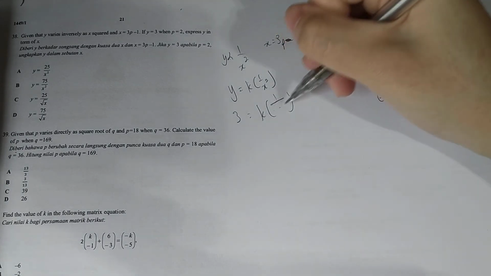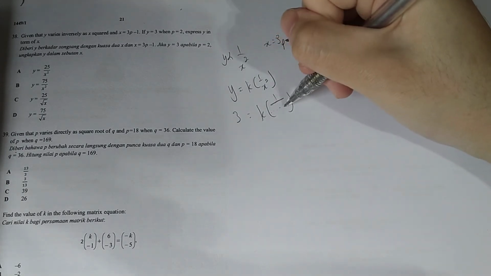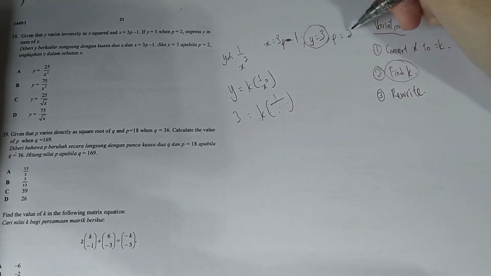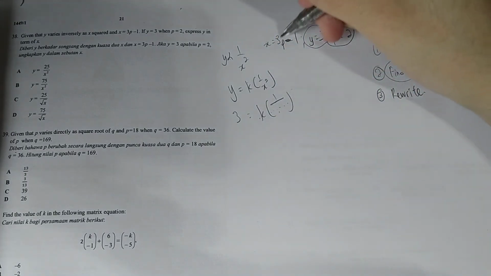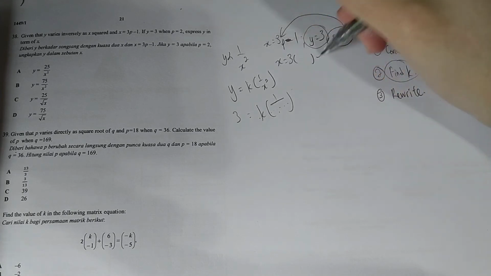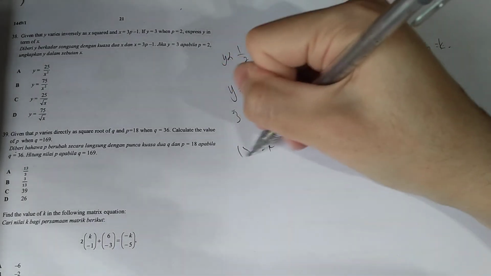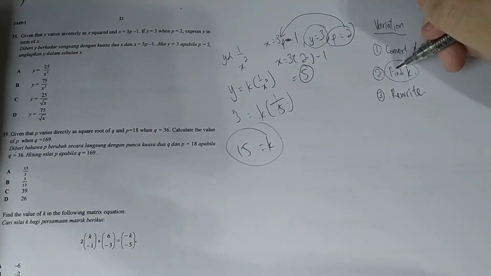So takkanlah you nak masuk 3p minus 1 sini. Because if you masuk 3p minus 1, nanti how to find k? You faham maksud saya? You have to masuk a number here. Sebab tu lah dia bagi p dekat sini. Masuklah dalam sini. X equals 3p minus 1. P is 2. 3 times 2 is 6. 6 minus 1 is 5. 5 baru masuk. And then k is bahagi 5 jadi darab 5. 3 times 5 is 15. Find k. So step number 1, done.